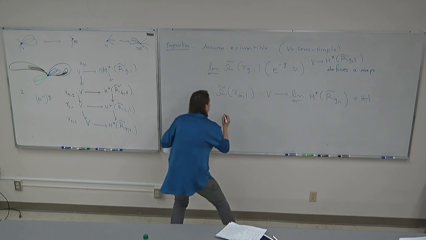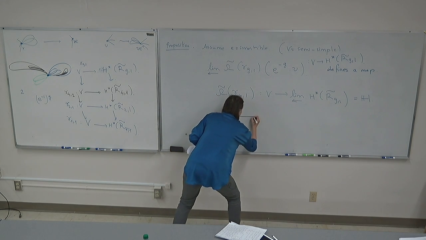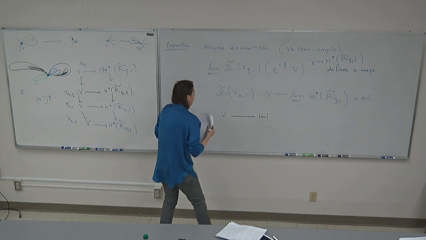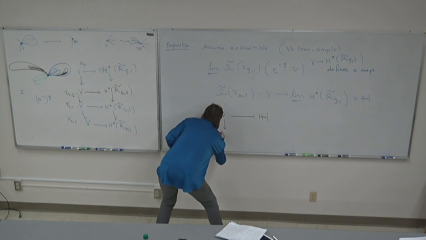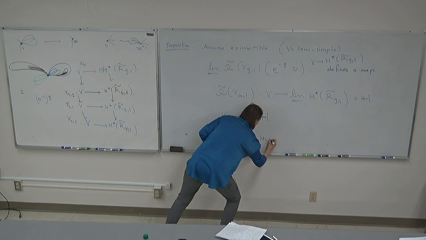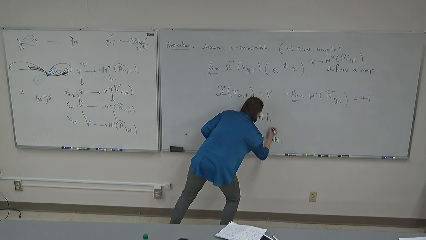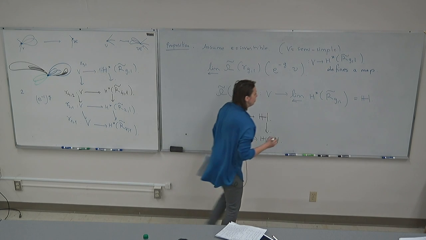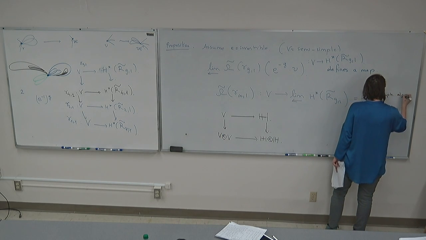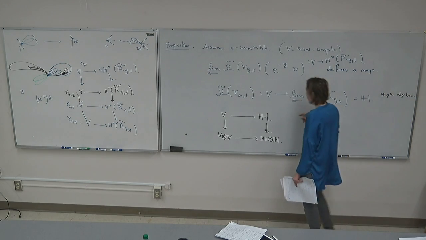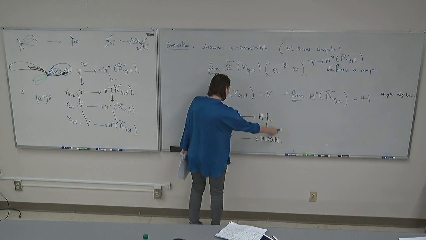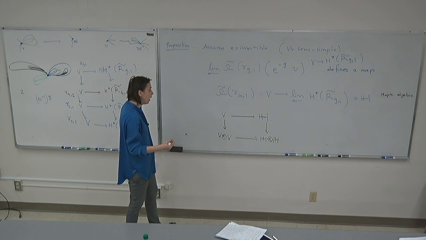So what we did is to start from V, and this is this Hopf algebra H. And here I have V tensor V, and here I have the product of this Hopf algebra. So this is a Hopf algebra. And on this level, this encodes the information of the Frobenius algebra, and this encodes the information of the Hopf algebra.